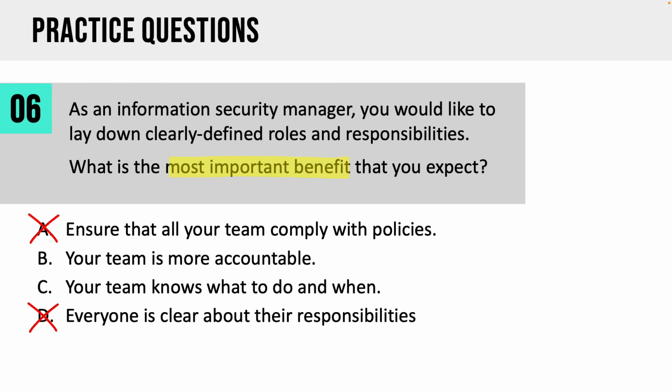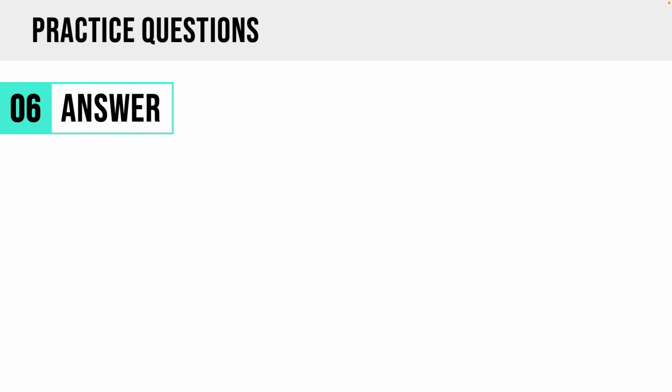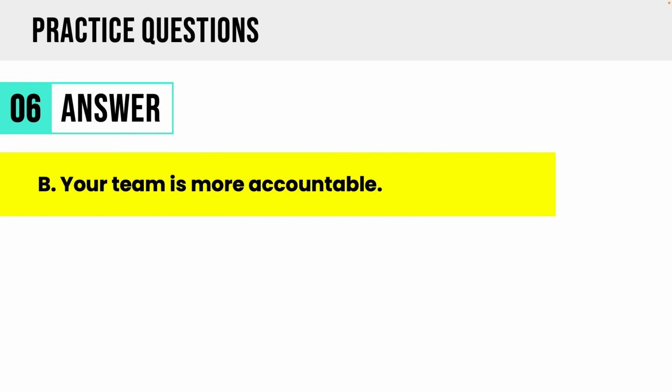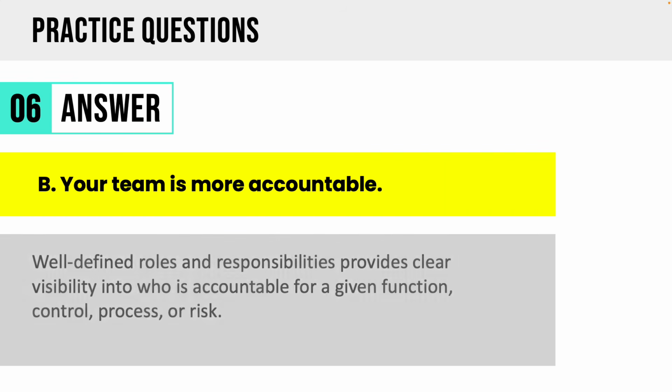So we have 2 very important top-level benefits here. Your team knows what to do and when, very important. Or your team is accountable, also very important. Which of these is the most important? The answer is B, your team is more accountable. So well-defined roles and responsibilities provides clear visibility into who is responsible and accountable for a given function, control process, or risk. Accountability cannot be transferred, and it is a question we must always know the answer to.